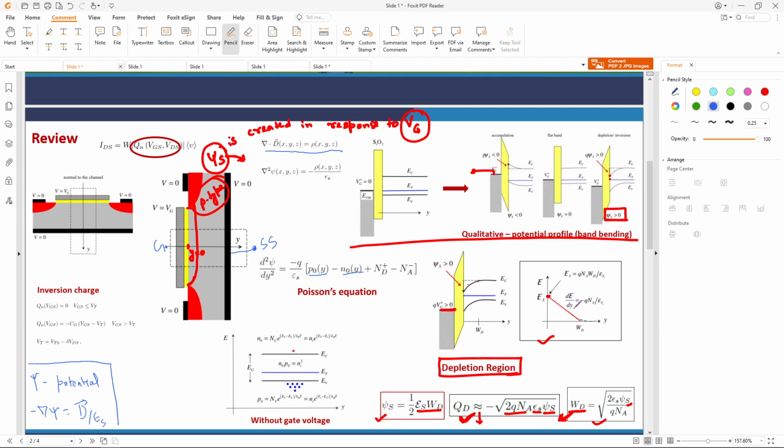So d psi by dy is the slope, and from the Poisson equation, we know that this is that quantity. Because of this slope, we will also be able to find out what the electric field at this point is. Because it is 0 over here, if we move backwards, it will be WD times that slope quantity. So ES over here is Q Na times WD divided by epsilon S.